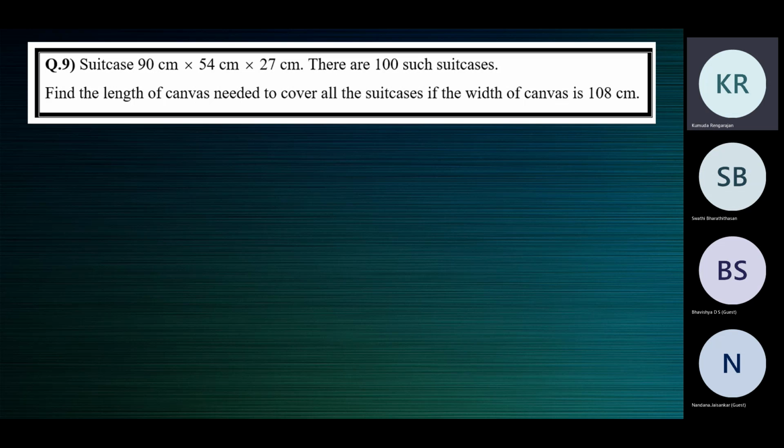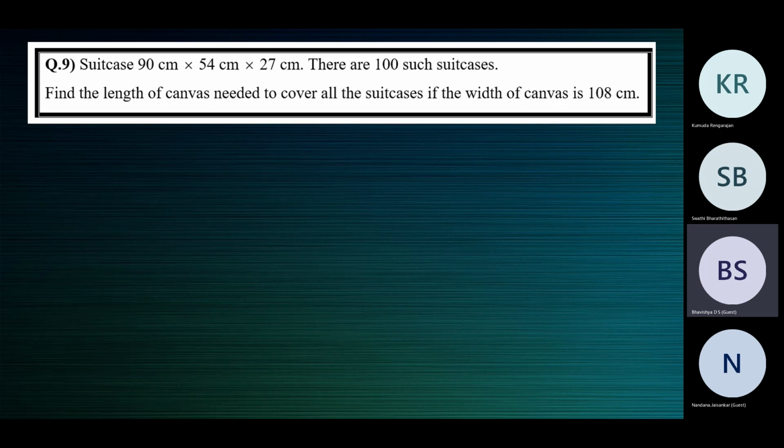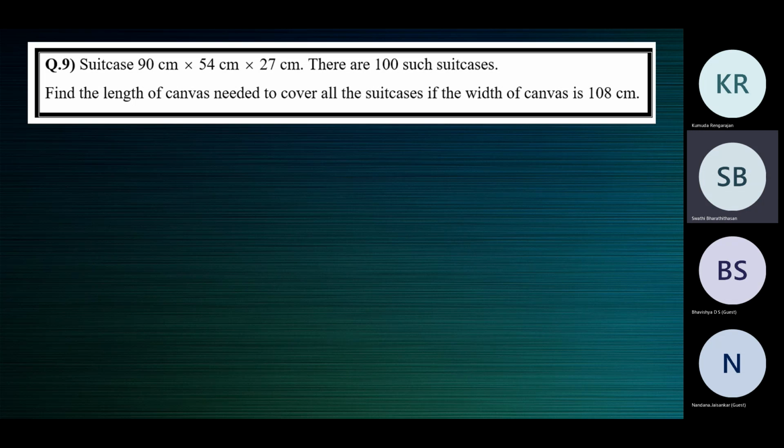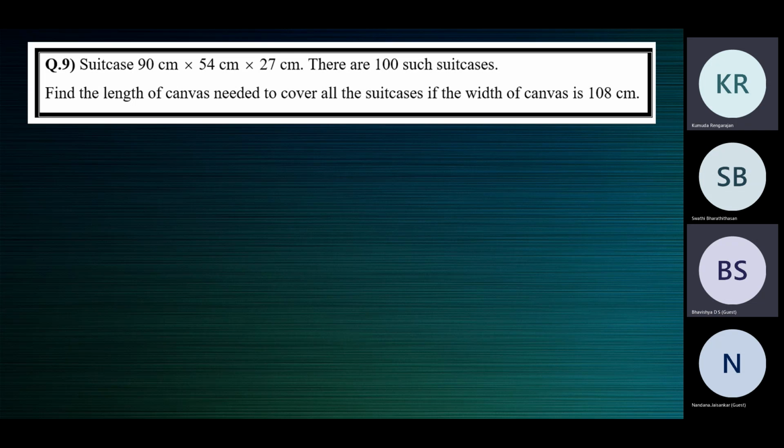How do we know it's a cuboid? Ma'am, a suitcase is like a rectangular shape. Correct. From the length, breadth, and height of the cuboid. Because the length, breadth, and height is given. You can see 90 centimeters by 54 centimeters by 27 centimeters. One suitcase is 90 by 54 by 27. So from the dimensions, it's a cuboidal suitcase. There are 100 such suitcases. Find the length of canvas needed to cover all the suitcases if the width of the canvas is 108 centimeters.